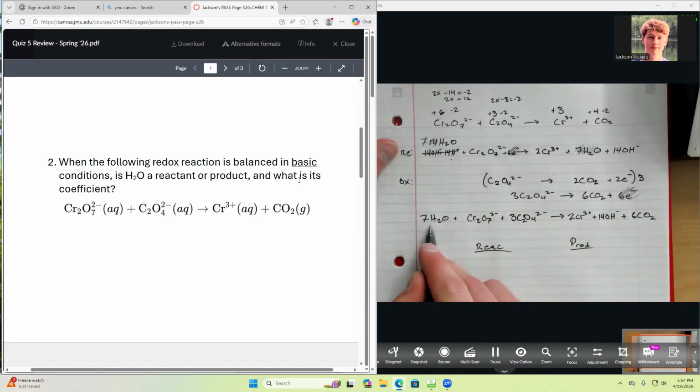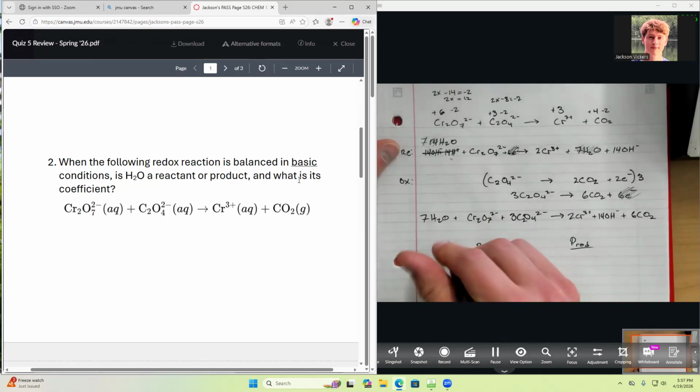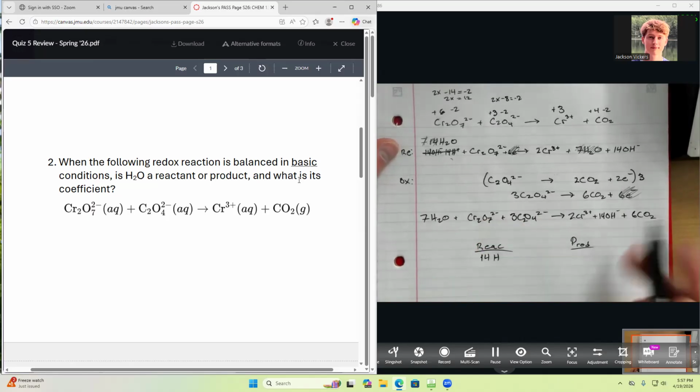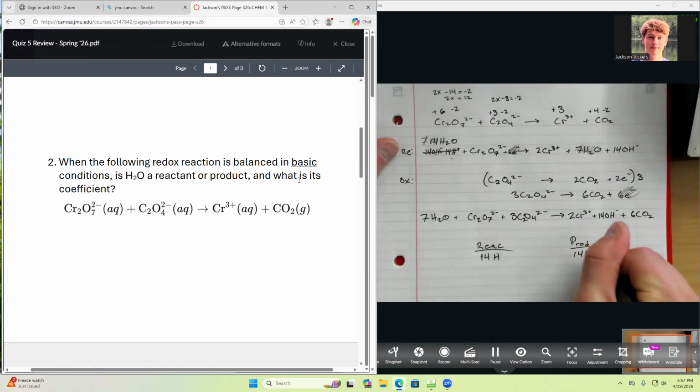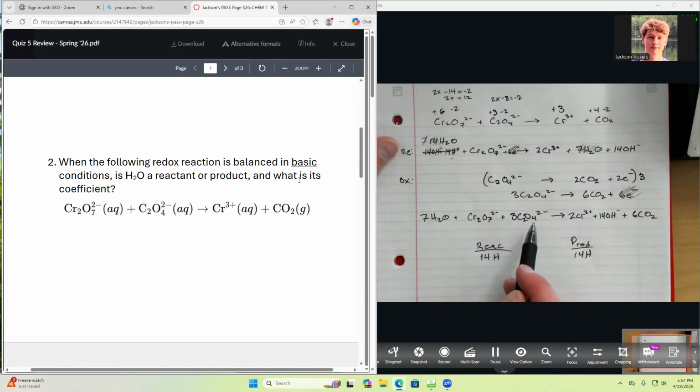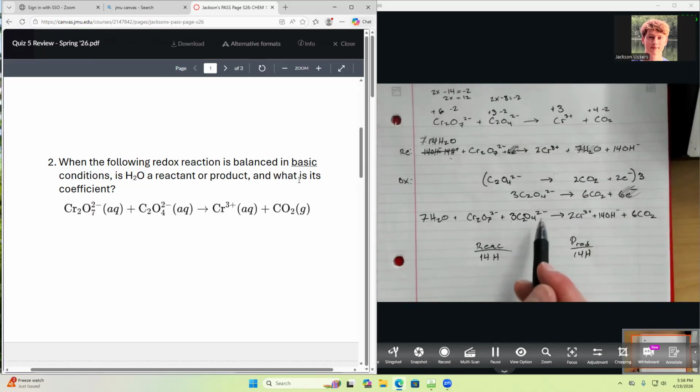We have on the left side 14 H atoms. Right. Okay, perfect. And then 14 on this side. Next atom is O. We have 7 plus 7 plus 3 times 4, 12. So that's 26. 3 times 4 is 12, plus 7 is 19, plus 7 is 26.